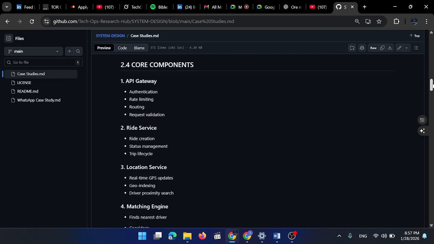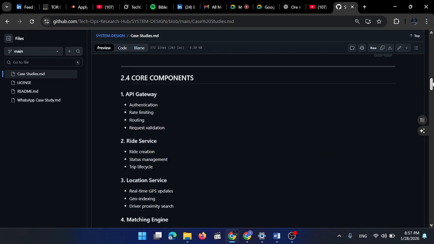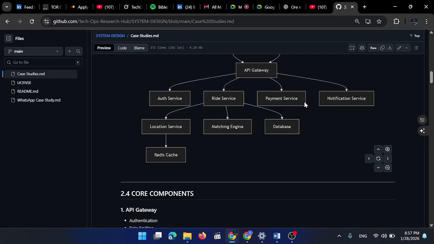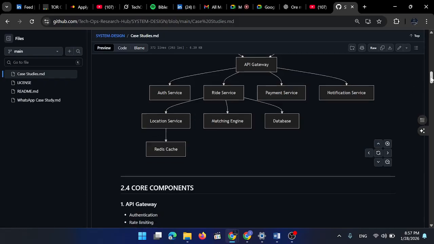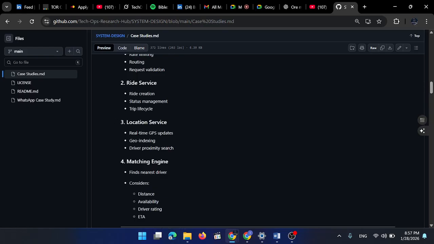And then we have what you call location service. So the location service, which is here, is connected to the GPS so that it can detect. So it has the real-time GPS updates, not GPRS, GPS updates. And then also we have the geo indexing there. And then there's the driver proximity search. So all of them are in the location service. So remember, for every section, you need to ensure that you can explain what is going on there, right? So we also have the matching engine down here.